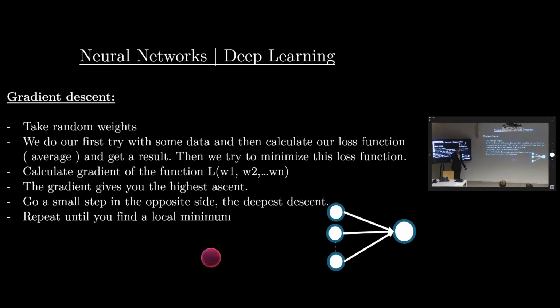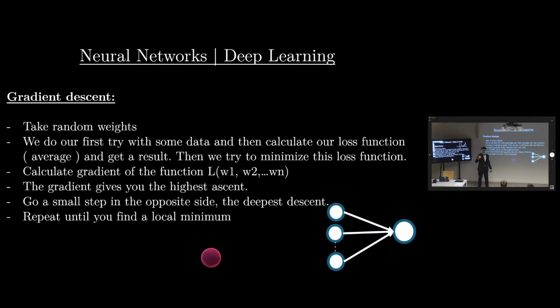In multivariable calculus, the gradient always gives the highest ascent. That's how it's computed. So for example, if I calculate the gradient in this part, this would be the gradient. Then, the gradient gives the highest ascent. I'll take a small step the other way. And then I repeat the process, and I repeat it until I reach the local minimum.